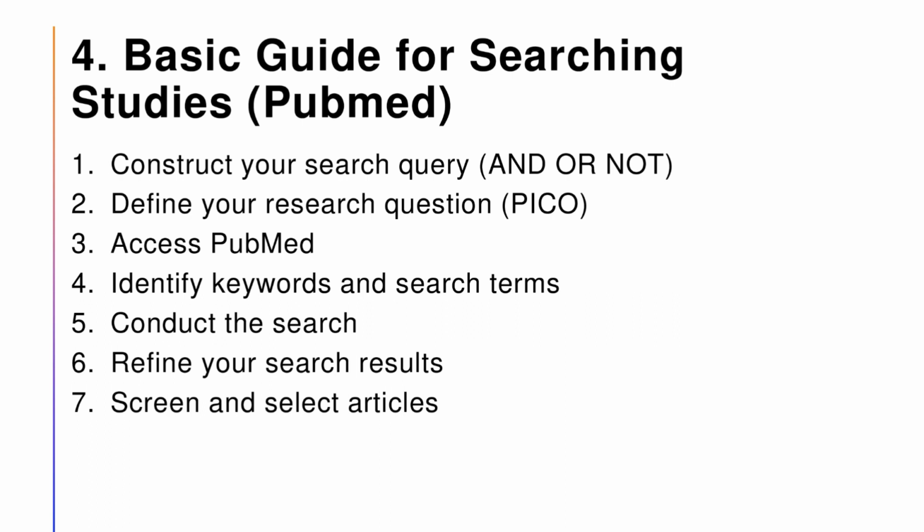And next, you have to also identify keywords and search terms that you want to use that are relevant to your question. And moving on, actually conducting the search itself and knowing how to refine your search result based on the articles that you have found. And next, to screen and select articles to eventually be used, no matter if you're doing a review study or just a literature review of whatever topic that you're studying.